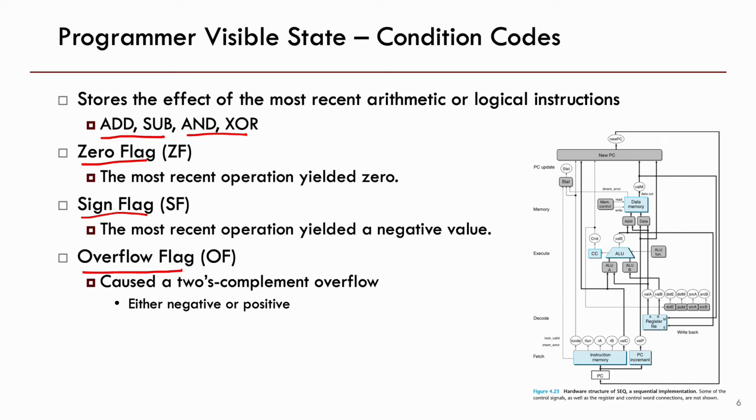So let's see where these flags are located in the datapath. This is the module here, the condition code, that stores these 3 bits.